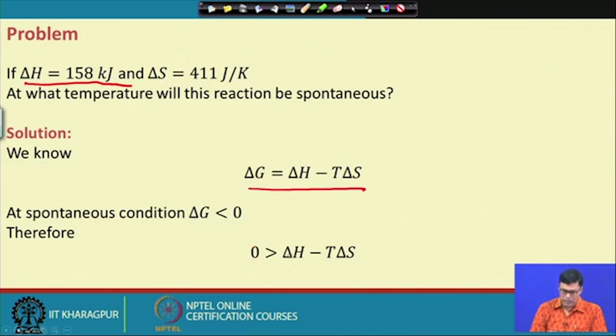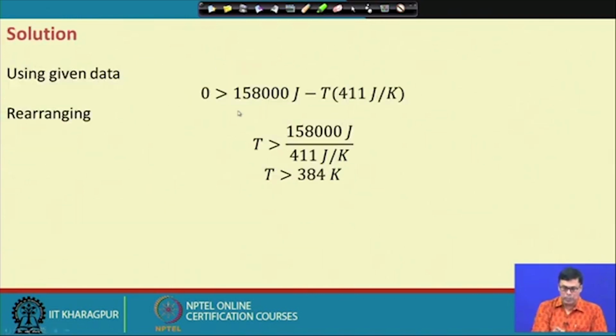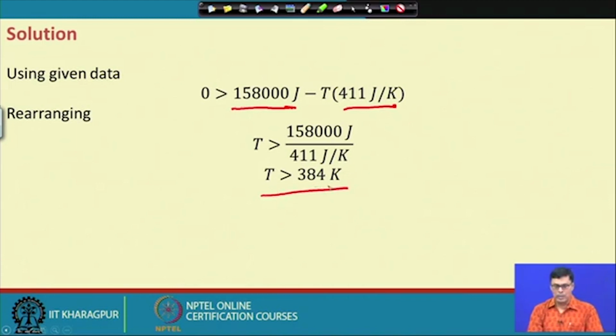than 0. This value, which is equal to del G, should be less than 0. That means it should be negative. Then and only then it will be spontaneous. Now what can we write? We can put these values here, the value of H and the value of S, and then we can interchange. We can find T is greater than 384 Kelvin.